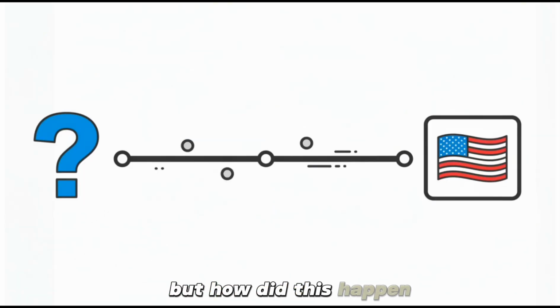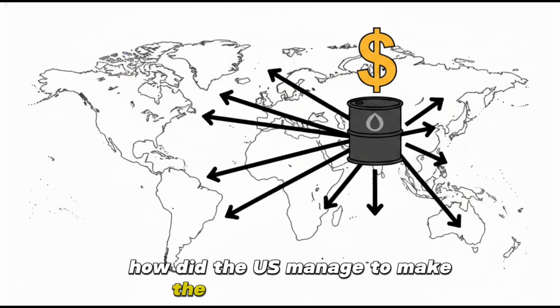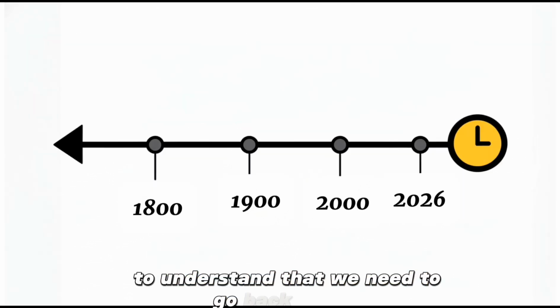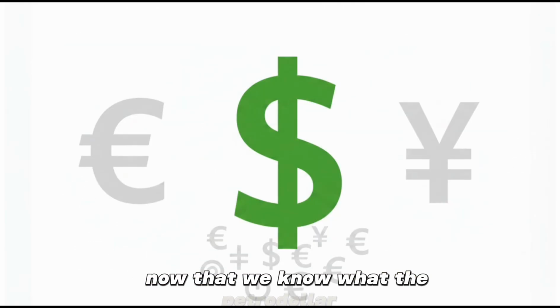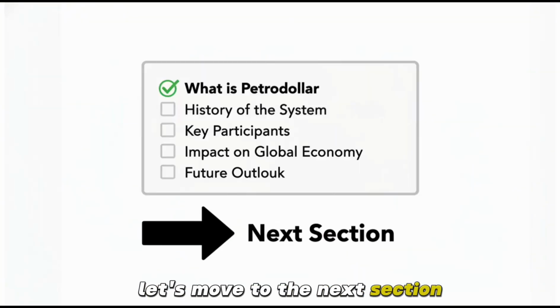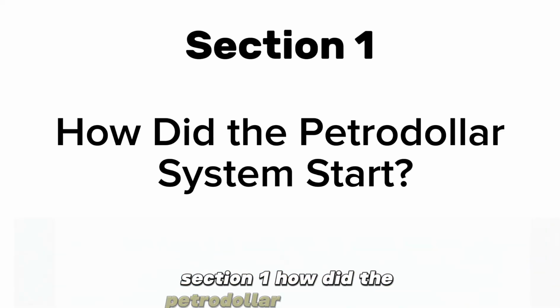But how did this happen? How did the US manage to make the whole world use its currency for oil? To understand that, we need to go back in time. Now that we know what the petrodollar is, let's move to the next section. Section 1. How did the petrodollar system start?